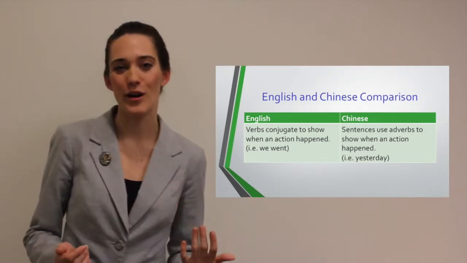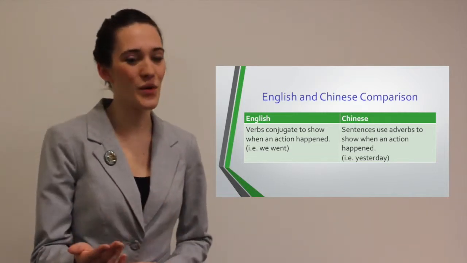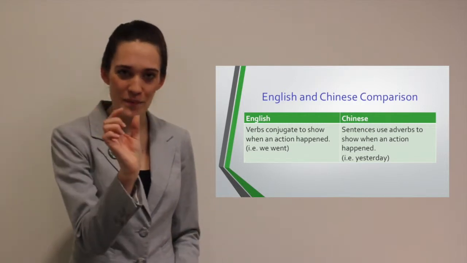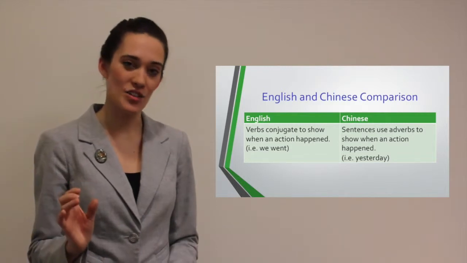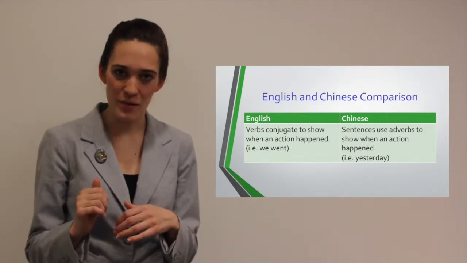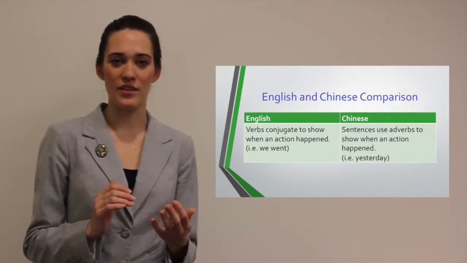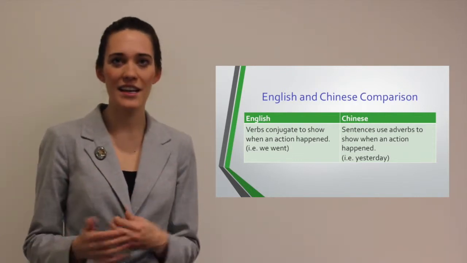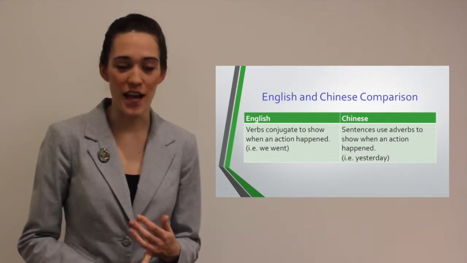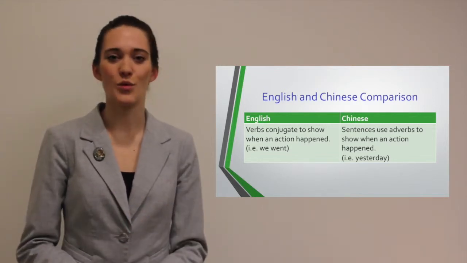It happened before. In Chinese, in your language, we have a verb, but we don't change it at all. Instead, we have words that are next to it that affect the verb. It makes it so we can tell whether the verb happened in the future, happened in the past, or is happening currently. For example, yesterday, every day. Those are the words we're talking about.